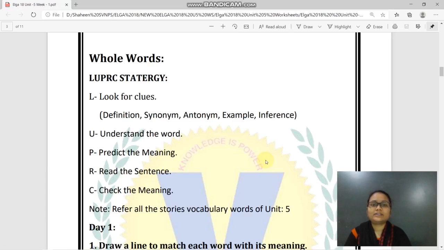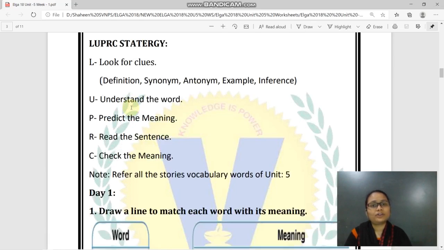Under whole word section, first we will be revising the LUPRC strategy. Children, you are already familiar with the LUPRC strategy. So, let us revise it once again. What does LUPRC strategy stand for children? Yeah, good. L stands for look for clues. Again in that we have 5 clues, that is definition, synonym, antonym, example and inference.